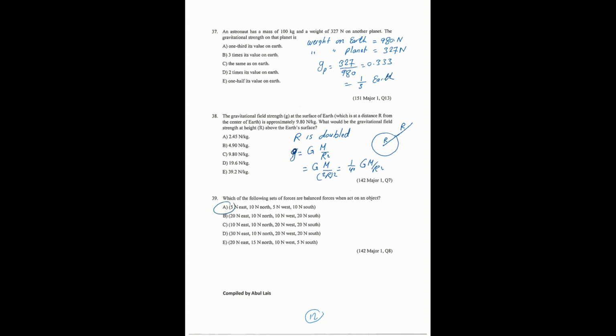Next question says that an astronaut has a mass of 100 kilograms and a weight of 327 Newton on another planet. We want to find the gravitational strength on that planet. If they say gravitational strength, it means they want you to find the small g, which is the acceleration due to gravity. If the weight is 327 newtons and the mass is 100 kilograms, then you divide the force by the mass. That gives you g, which is 0.33, or 1 over 3, the gravity on Earth.